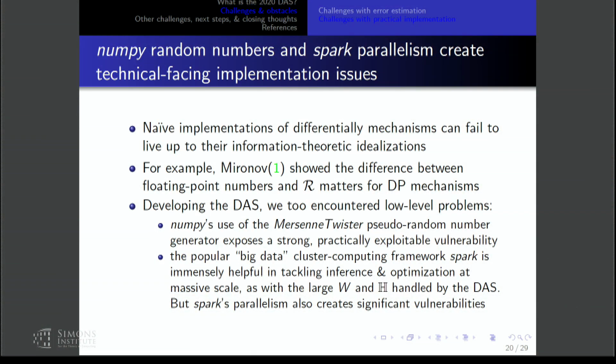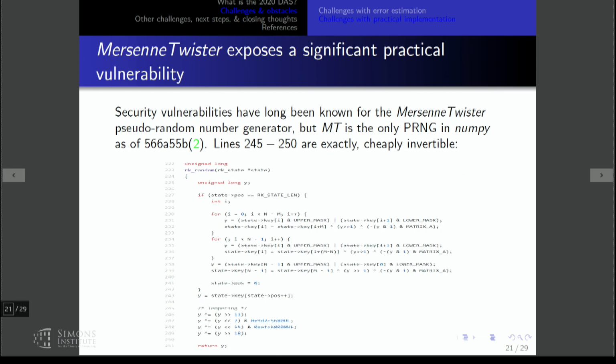So most of the DAS is implemented in Python, and NumPy is a key library that we use. And the second is about Spark and the accidental sort of correlation between streams of random numbers. So this first one, Mersenne twister. The Mersenne twister issue is interesting.